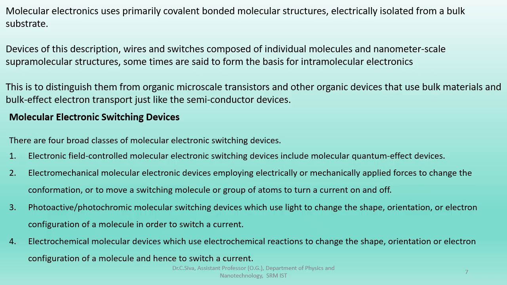Any mechanical change, in terms of size, shape or morphology, is what works in electromechanical switches. Photoactive switches use light to change structure or electron configuration. Electrochemical switches use chemical reactions to change conductivity.